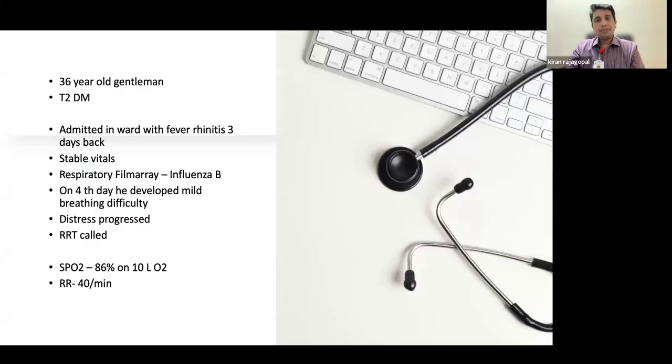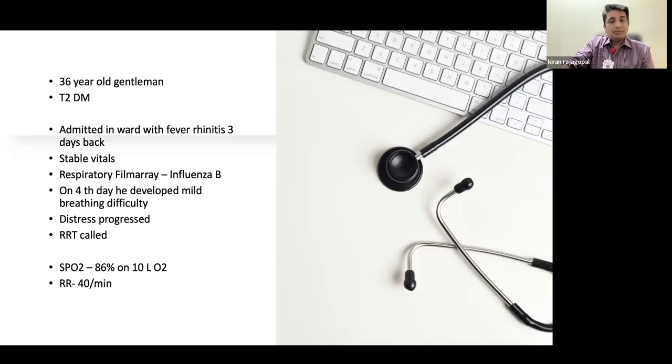Okay, so we will start with the case. This is a 36-year-old gentleman, non-diabetic for the last 3-4 years. He was initially admitted in the ward with complaints of fever and rhinitis for 3 days, and today is the 4th day. In the first 1 to 3 days, the vitals were stable and saturation was normal. The respiratory film array they sent came out influenza positive, and he was started on oseltamivir, an antiviral, and other supportive medications. On the 4th day, he started to develop mild breathing difficulty, mild tachypnea, respiratory distress.